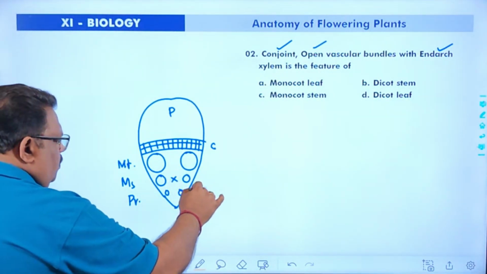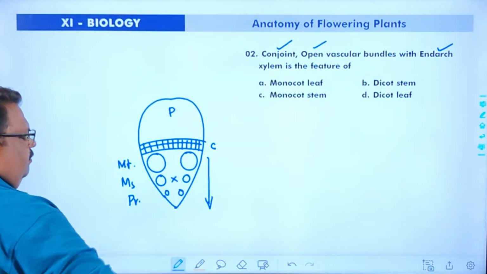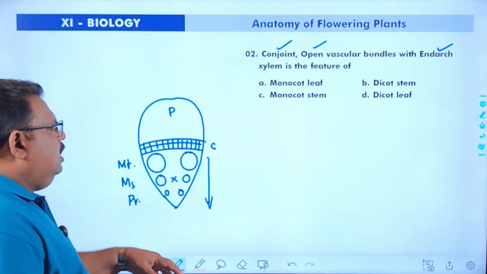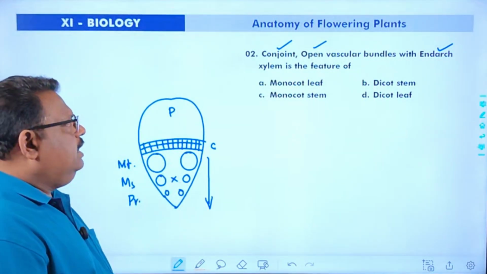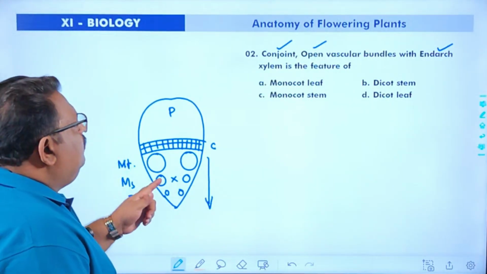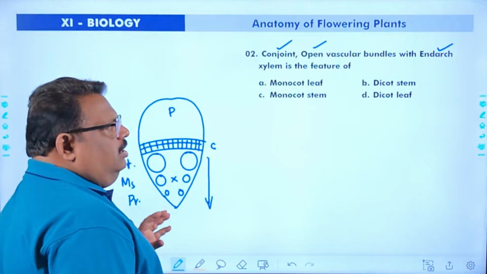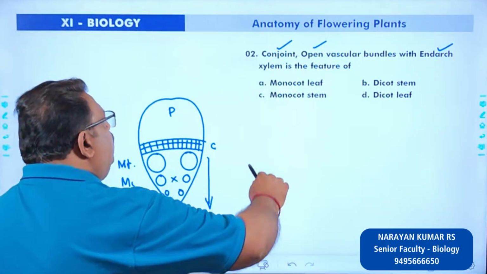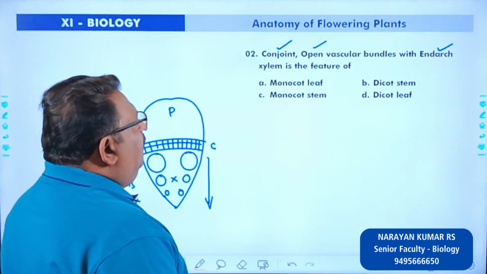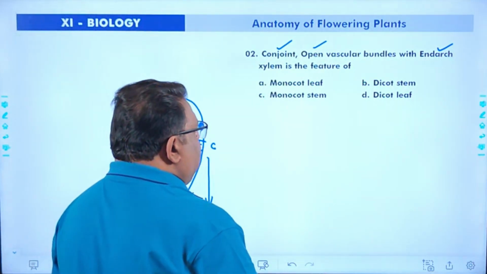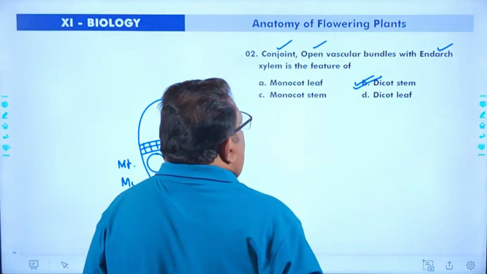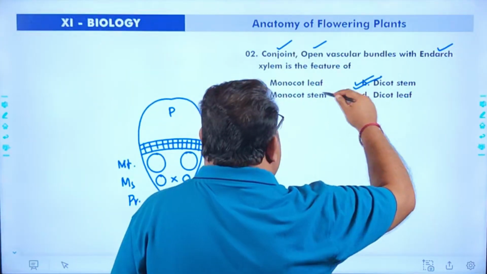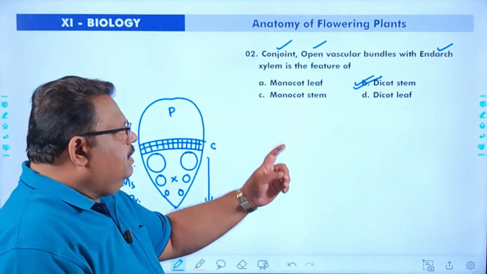And if the protoxylem is pointing towards the inner side, the center of the tissue, the center of the plant, it is called endarch xylem. If the protoxylem is pointing towards outside, it can be called exarch xylem. So here, endarch xylem is present in stem and exarch xylem is present in root. Conjoined vascular bundle is present in stem. Then open vascular bundle can be seen in the dicot stem. So conjoined in the stem, open in the dicot stem, endarch xylem is also present in stem. So the answer is B, dicot stem.